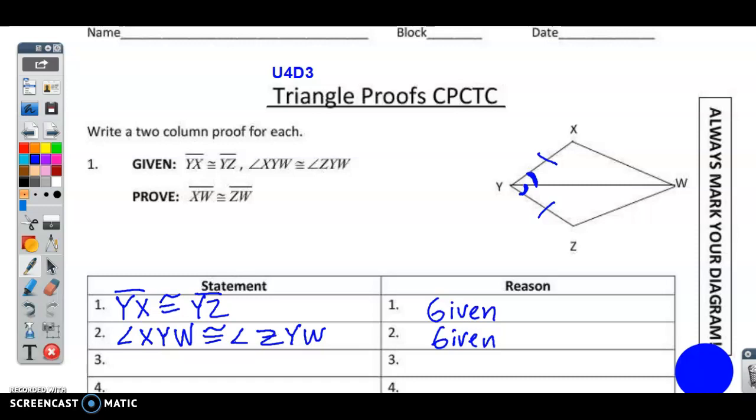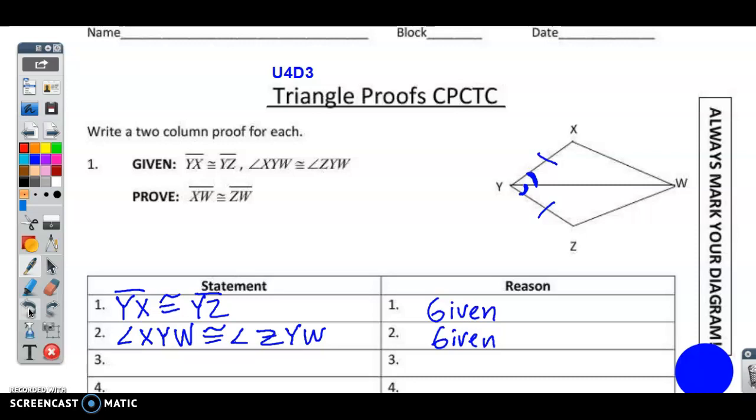Now, the next thing we are told is that we have to prove that this line in red here, XW, is congruent to ZW. How we're going to do that is we're going to prove the two triangles are congruent. Then once we know both the triangles are congruent, we know that all their corresponding parts are congruent. All their corresponding angles are congruent, and all their corresponding sides are congruent. We know that about congruent triangles.